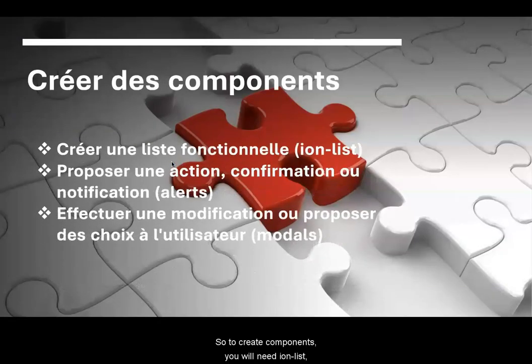To create components, you will need ion-list to create a functional list. For example, in the documentation you type ion-list, and you will have directly the functionality. It also allows you to propose an action, a confirmation or a notification with the help of alerts, and to make modifications or bring choices to the user with modals. So those are the global components, but you have several others. I'll let you consult them if you need, but we won't need them for this project.